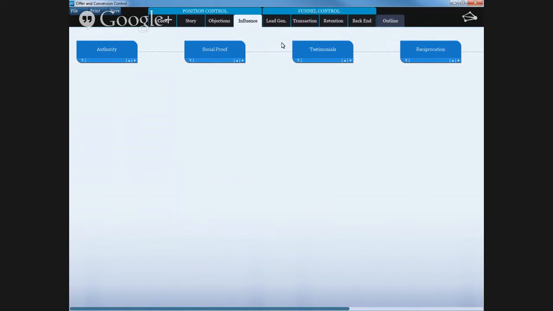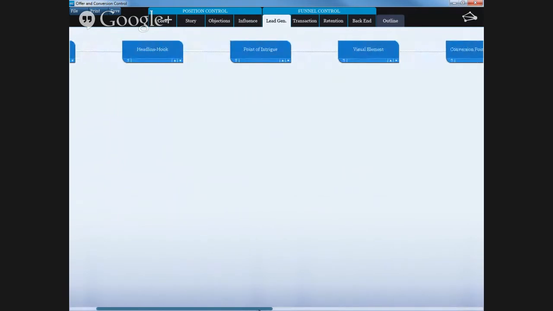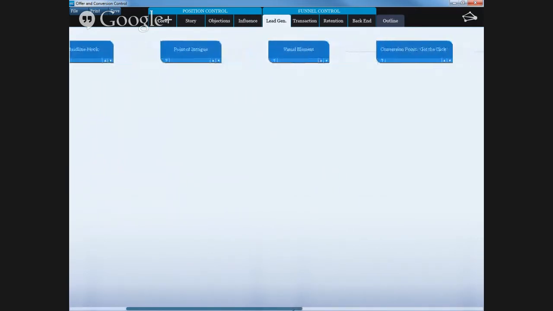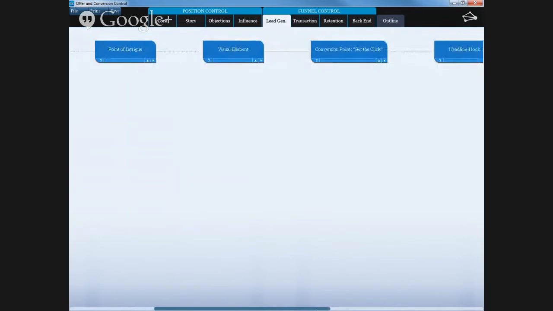So starting from the very beginning, which is lead generation, which starts essentially with your very first ad. Lead generation is going to have all of these different elements that you're going to want to consider. You're going to want to consider your frame, your headline and hook. Think about a point of intrigue, making notes about whatever visual elements you're going to include.